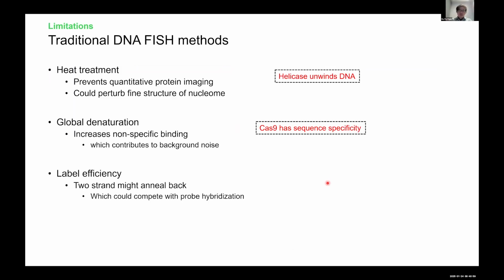So the GOLDFISH method that Yangbo came up with actually solves two problems of traditional DNA FISH methods. One is that helicase unwinding the DNA doesn't require any heat denaturation anymore, so we don't need to heat the cells up to above 97 degrees Celsius. Another is that Cas9 has a pretty high sequence specificity, so this entire GOLDFISH scheme performs local denaturation. We don't open up the entire genome for probe hybridization.